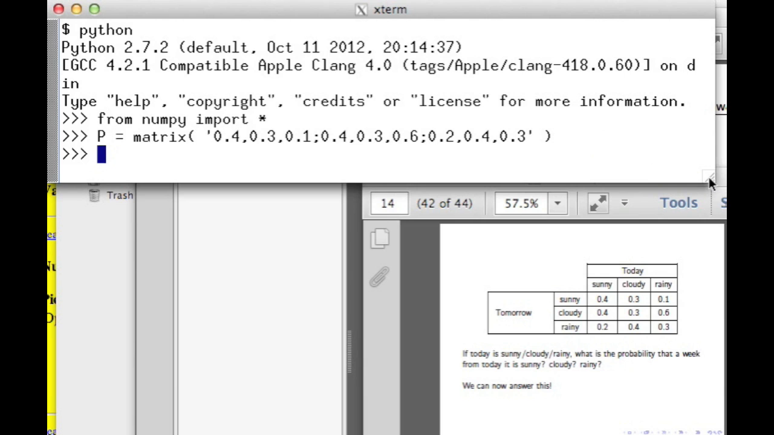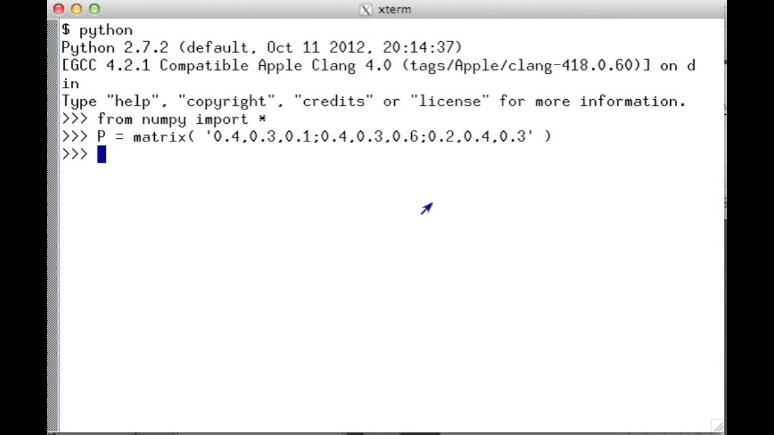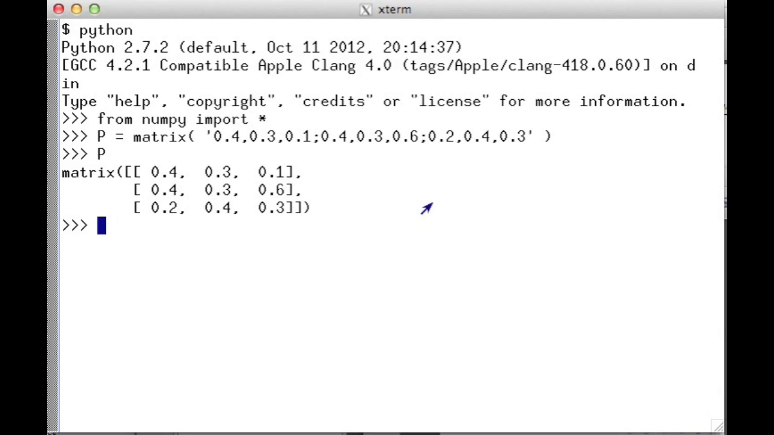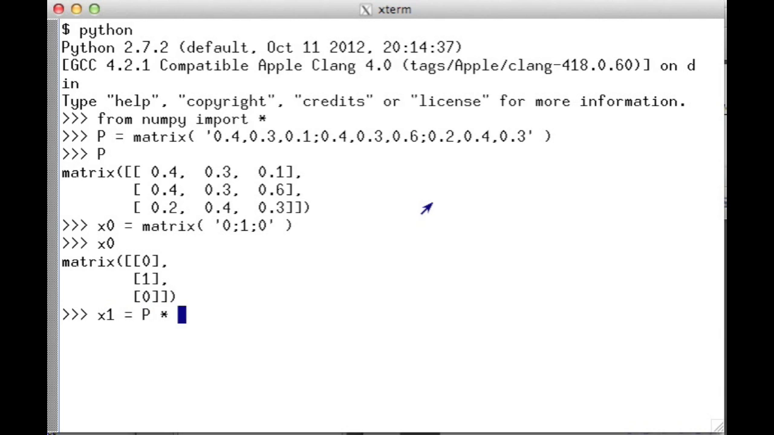Okay, now we don't need that table anymore, so I'm going to expand this. And if we now do P, then we see the matrix that we just entered. Okay. So how did we say we can represent that today is cloudy? Well, we can say that the first vector, x0, which we tend to show as a matrix with one column, has entries 0, 1, 0. If we display this now, we get this. Now, our probabilities for it being sunny, cloudy, or rainy on day 1 can now be computed by doing P times x0. Let's display that.